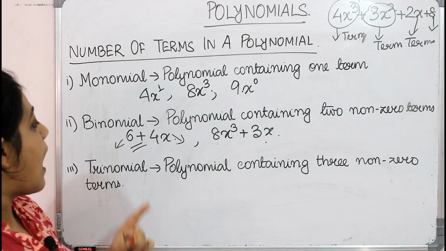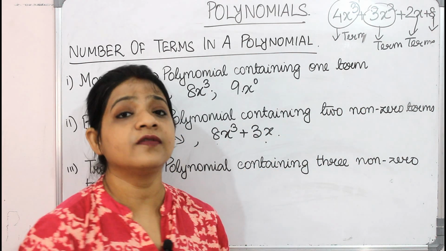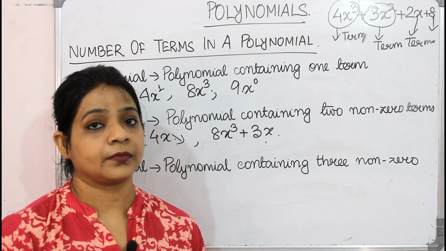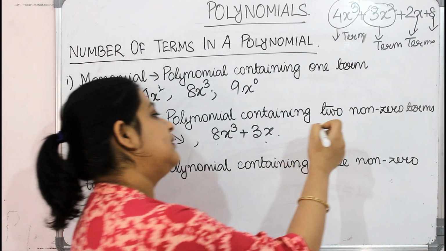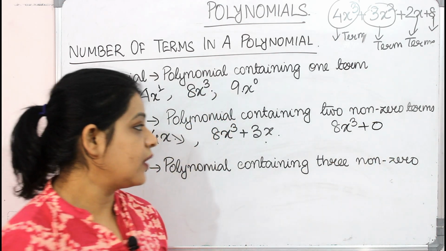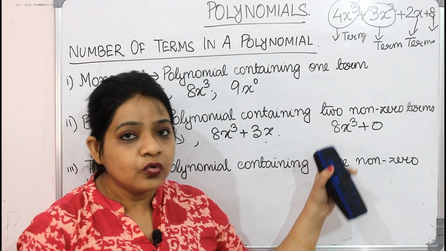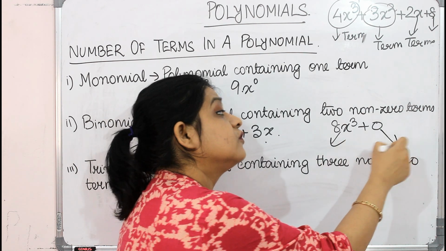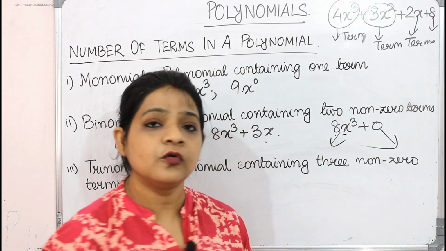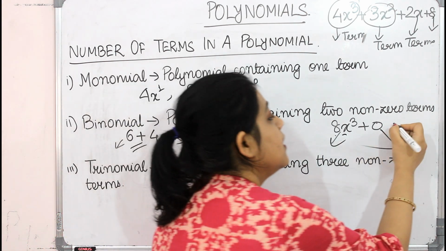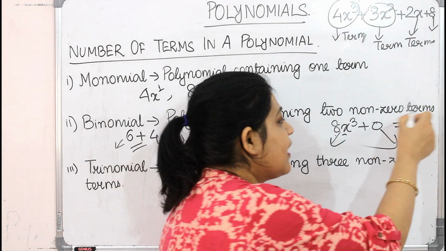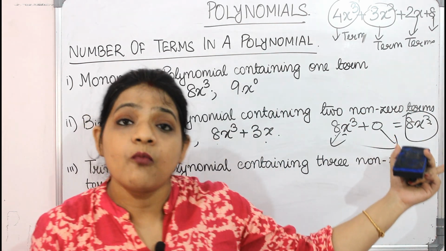Now it is given here that two non-zero terms. Why is it said that two non-zero terms? See here, if I take 8x cube plus 0, we will say that yes, there are two terms. This is one term, and this is also one term. But ultimately if you add 8x cube plus 0, what will be the answer? It will be 8x cube, isn't it? So after adding it, you get only one single expression, which is a monomial.